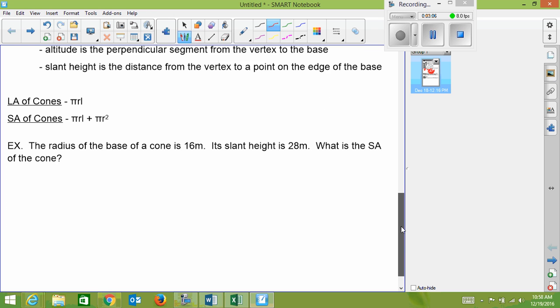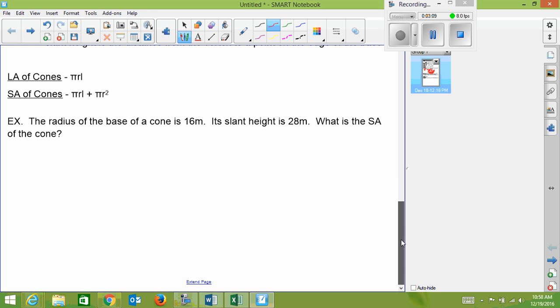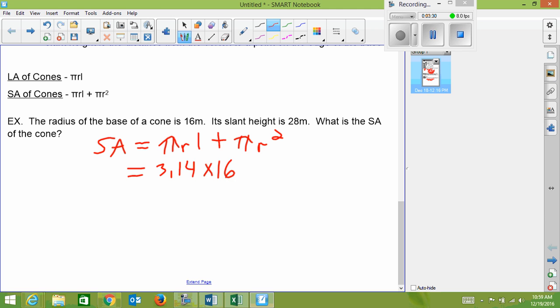My example, the radius of the base of a cone is 16 meters. Its slanted height is 28 meters. What is the surface area of the cone? So I need to use the formula. Pi times radius times slanted height plus pi times radius squared. Pi, we're going to use 3.14. My radius is 16. They give it to me right here. Times my slanted height, which is 28, plus pi again, times radius squared.